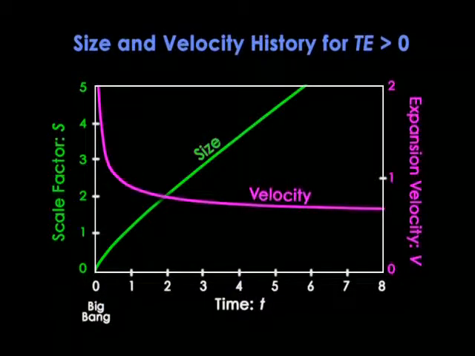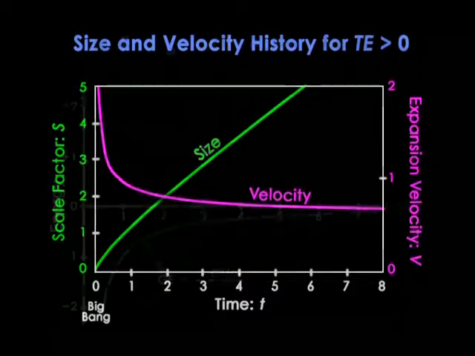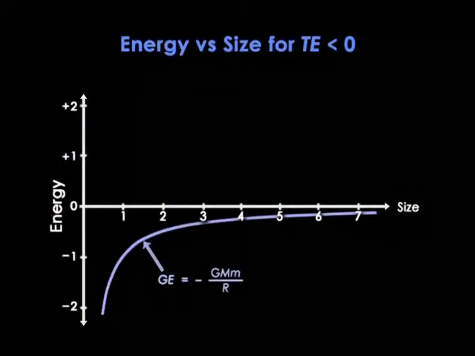Here are the graphs against time. After a little bit of deceleration, the size continues to increase at a constant rate as the velocity settles on its final value. After the universe got its launch, it just coasts, with too little gravitational force to slow it down. Our final example is when the total energy is negative, so we're expecting it to recollapse.